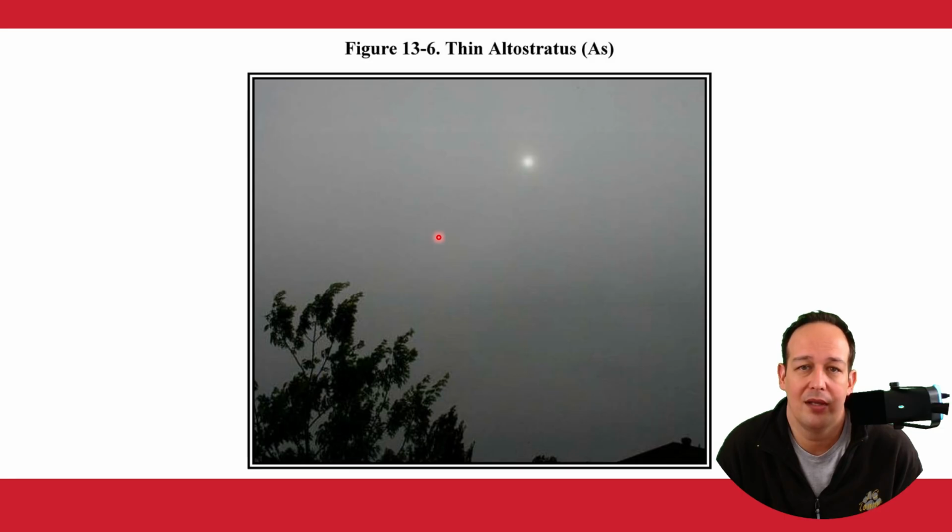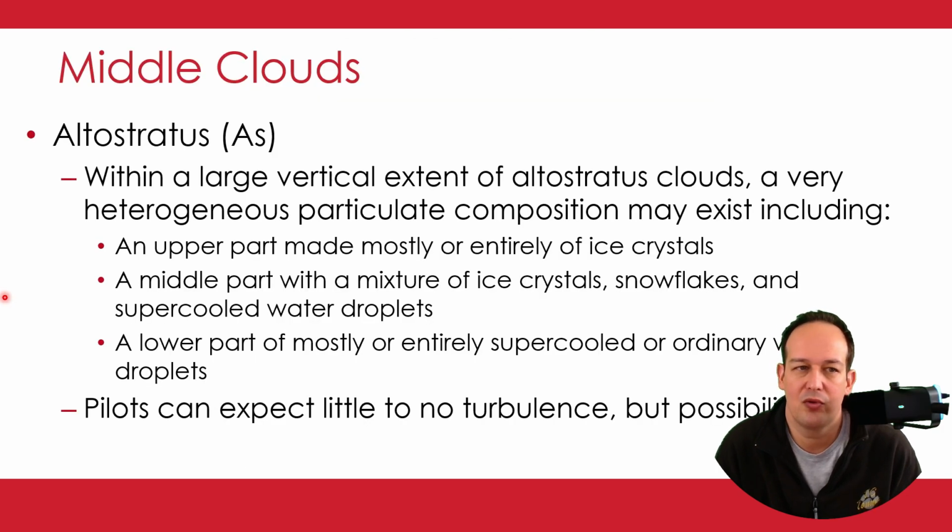Stratus clouds indicate stable air, so it's a relatively okay day. Hopefully your visibility at the destination you're going to will be good, but you could fly through this if you're instrument rated. When you're flying through the altostratus clouds, you do have to worry about icing. The upper part is going to be made mostly or entirely of ice crystals, but the middle part will be a mixture of ice crystals, snowflakes, and supercooled water droplets. And the lower part will be mostly or entirely supercooled or just ordinary water droplets. So you won't expect too much turbulence, but icing is certainly possible.